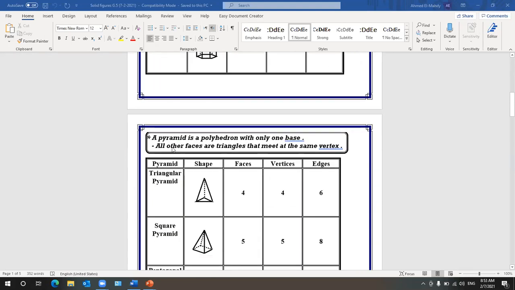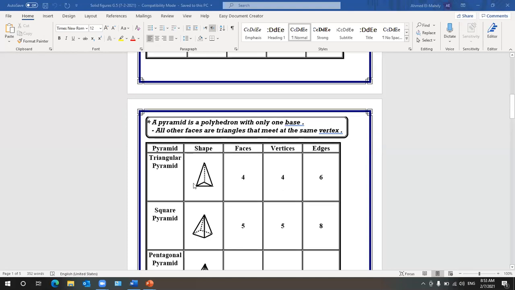And this is a pyramid. A pyramid is a polyhedron with only one base. It has only one base. And all the other faces are triangles. And these triangles intersect at the same vertex. And we said also we name the pyramid by the name of its base.